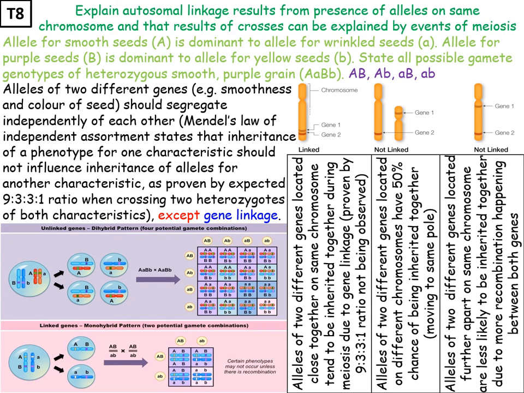So because they're located in the same chromosome, it's not like the second example where you've got a 50% chance. It will not follow 9-3-3-1, but there is a possibility of crossing over happening between them, so that alleles of those two genes are on different sister chromatids that will then move to opposite poles. So they could be close to 9-3-3-1, or they will not follow the 9-3-3-1 ratio. They are less likely to be inherited together due to more recombination happening between both genes. So they won't fully follow the 9-3-3-1 ratio, however, it would not be too different from it.